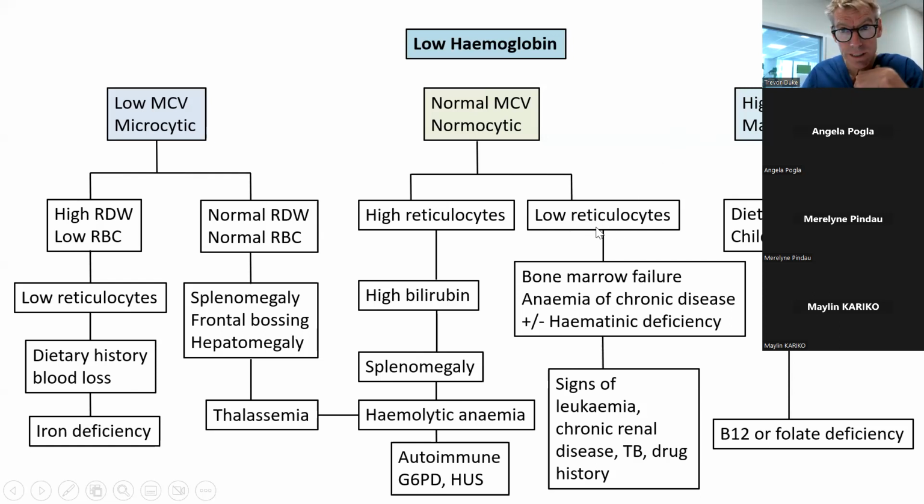If the reticulocyte count is very low in a normocytic anemia, then that suggests that the child's got bone marrow failure. And you should therefore be looking at things like anemia of chronic disease, or for signs of leukemia, or chronic kidney disease, or TB, or a drug history, anything that might cause the bone marrow to fail.